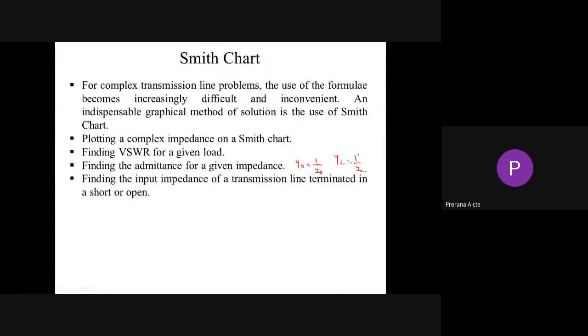Now, finding the input impedance of a transmission line terminated in an open or short circuit. So the input impedance of a transmission line can be found out for open circuit or short circuit. So Zin is equal to, as we already know from the previous equations, Z naught into Z of L plus J Z naught tan beta L divided by Z naught plus J Z of L tan beta L.